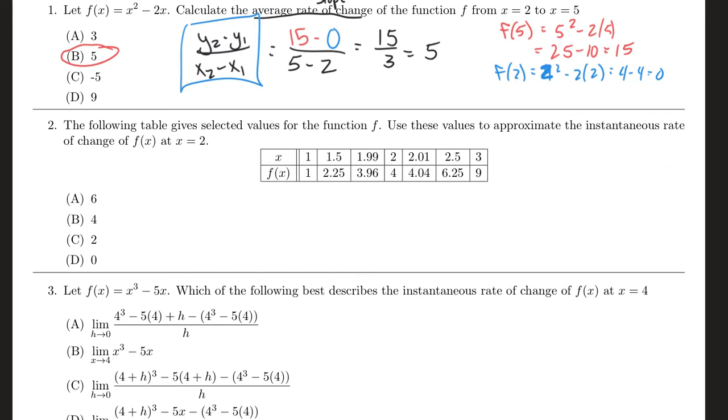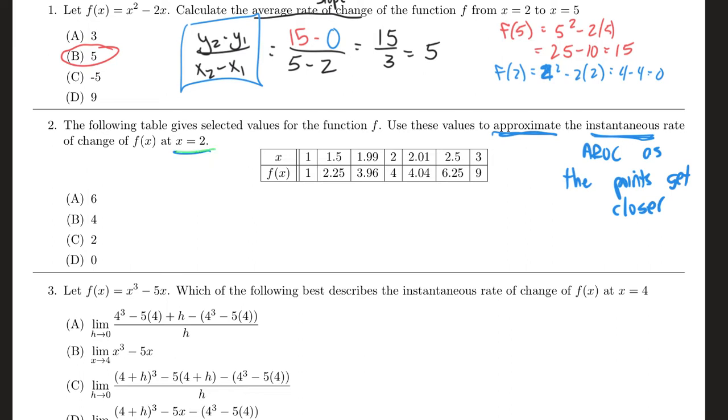The following table gives selected values for the function s. Use these values to approximate the instantaneous rate of change at x equals 2. This is a definition thing: the instantaneous rate of change is the average rate of change as points get closer. So what you want to do is get your average rate of change, but pick points that are really close together or close to the value you care about.